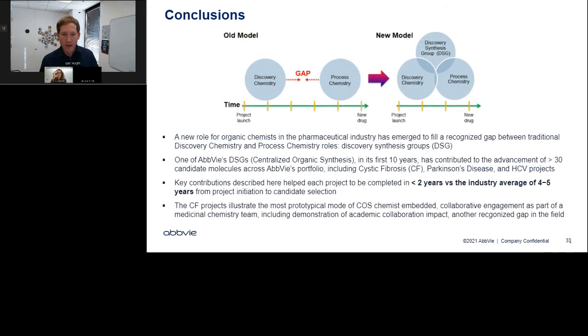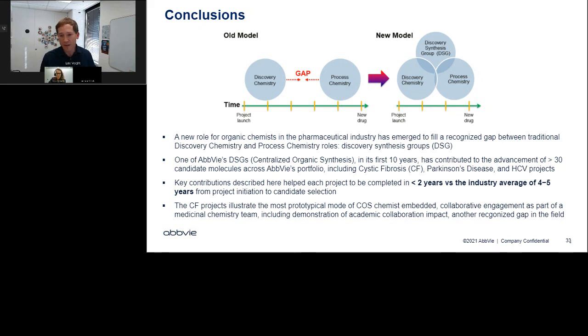So to conclude, we put forward that we and others across the industry have identified a new role for organic chemists beyond just discovery and process, which is the role of a discovery synthesis group. And one of AbbVie's discovery synthesis groups, which is COS, in its first 10 years, has contributed to the advancement of over 30 candidate molecules across AbbVie's portfolio. What I showed you today was by no means comprehensive. These are just publishable stories that we were able to publish. All of these projects were completed from the start of the project to finding a candidate in less than 2 years. It's generally thought that the industry average is around 4 to 5 years.